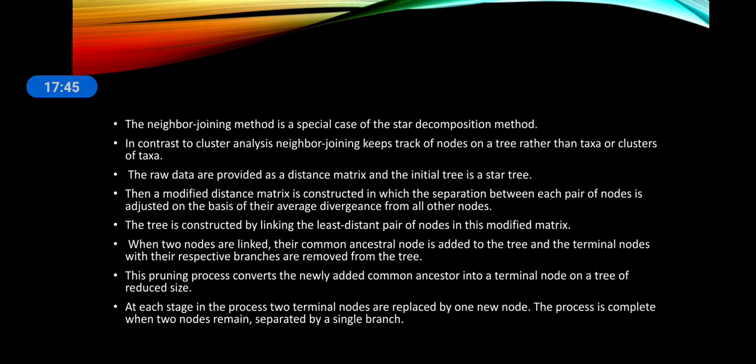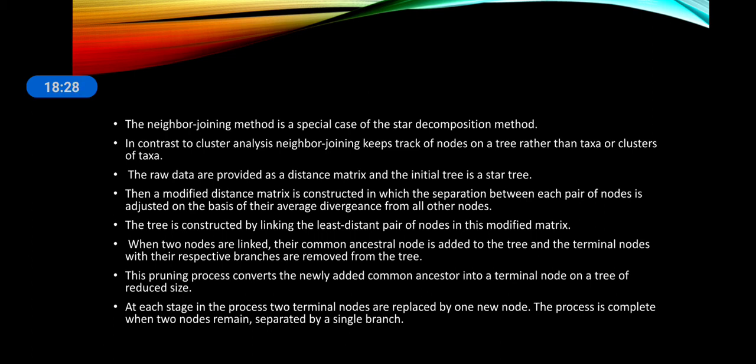So first you will be having a distance matrix, and you will have an initial star tree to begin with, and then you will modify this distance matrix, and actually this modification is based on the separation between each pair of nodes being adjusted on the basis of their average divergence from all the other nodes, and then you will construct another tree based on this modified matrix. And when two nodes are linked in this tree, their common ancestor node is added to the tree, and the terminal nodes with their respective branches are removed from the tree. Okay, you will understand it when you are doing an example.